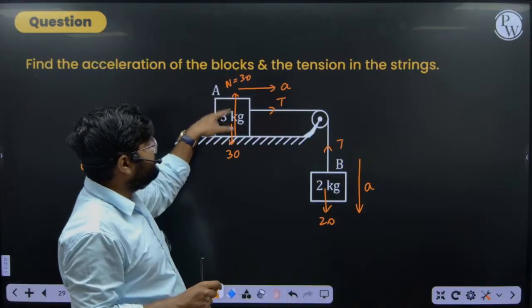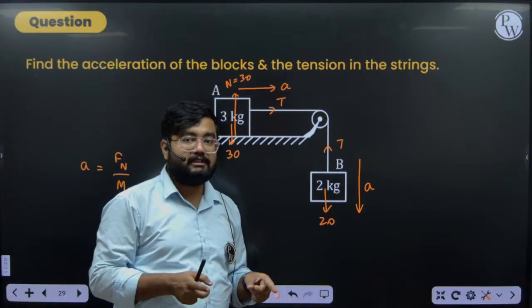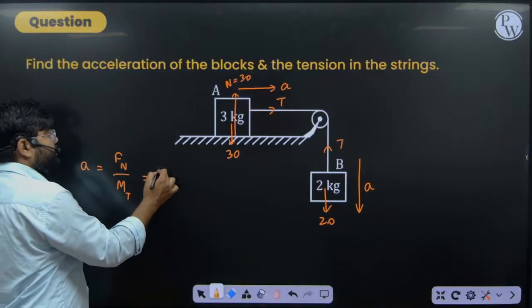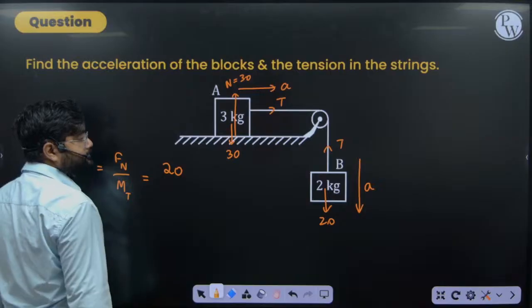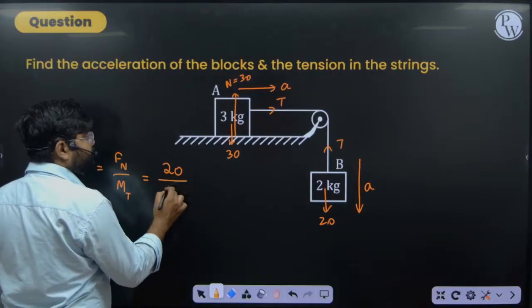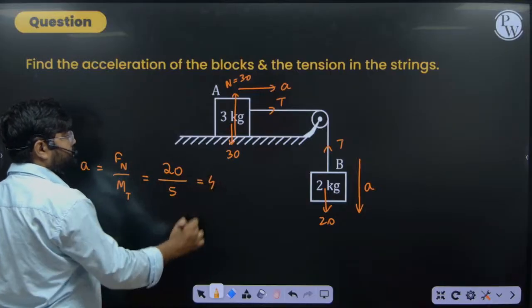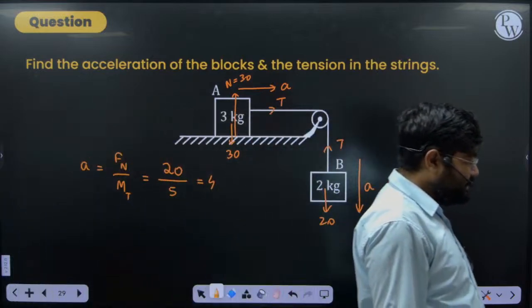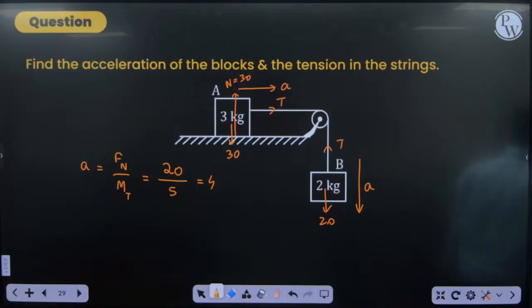This mg is getting balanced by normal. We will not consider that. So this 20 is the net force pulling both the blocks. And total mass getting pulled is 5 kg. So it comes out as 4. Is that clear, everyone? Acceleration is 4.